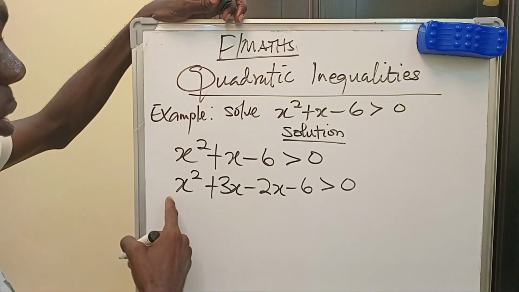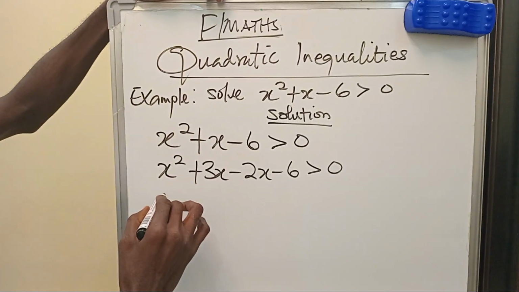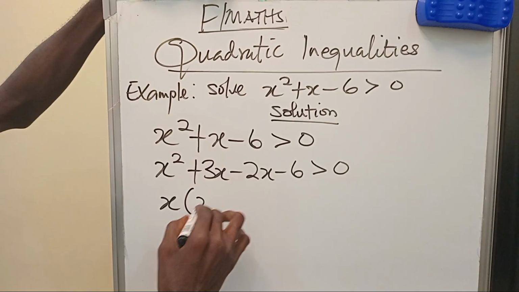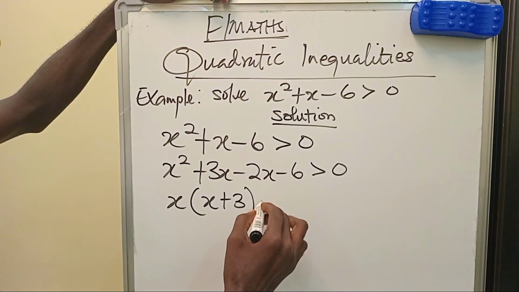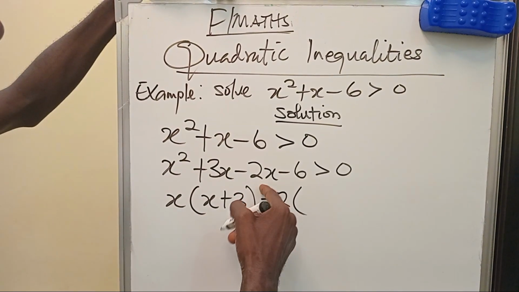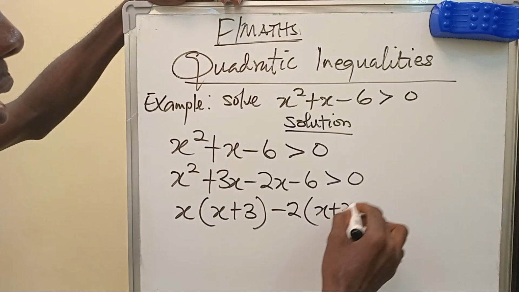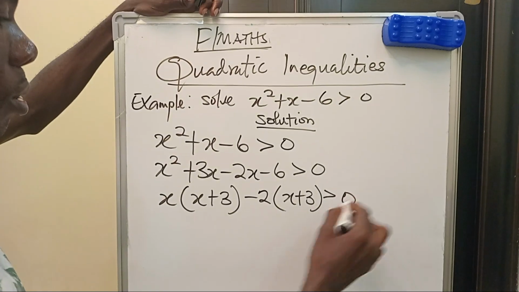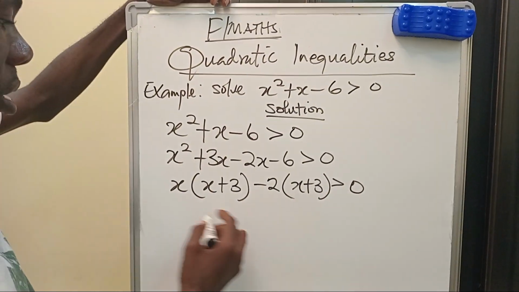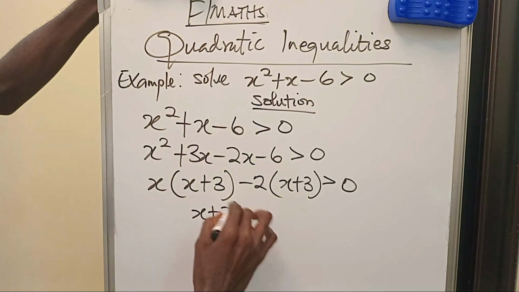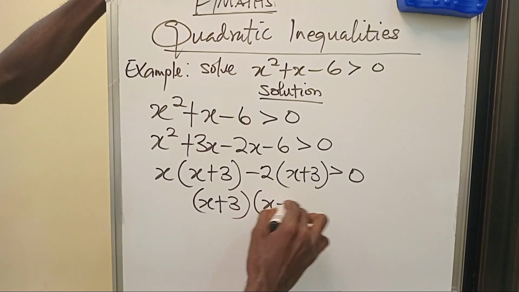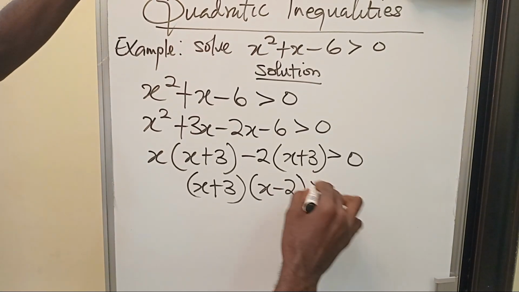At this point, if I factorize this, I'm going to have x into x plus 3, close. What is common? I have minus 2 into x plus 3, then greater than 0. So the common factor is x plus 3, into x minus 2, greater than 0.